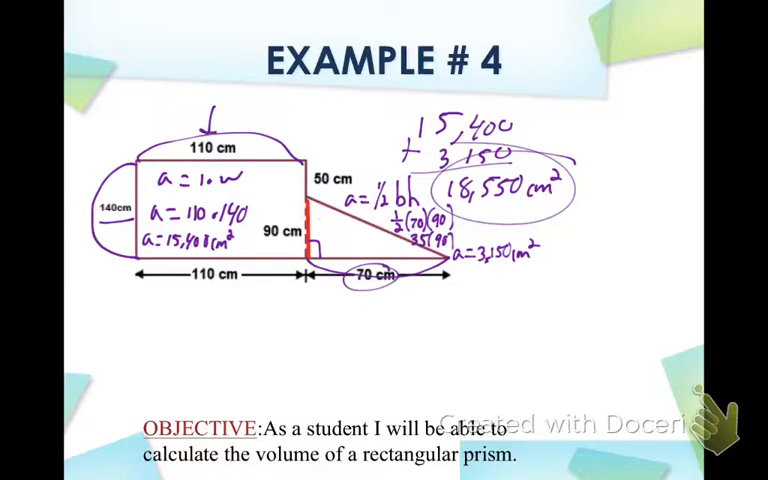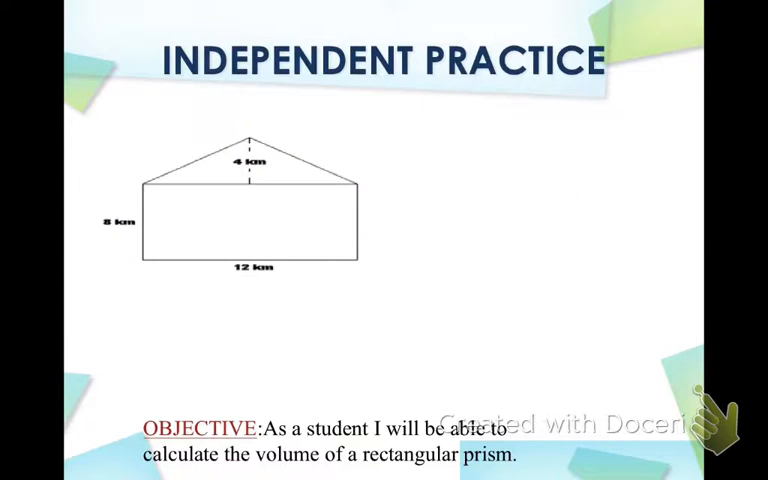Ladies and gentlemen, here's the deal. Okay, we currently have your independent practice. I'm going to go ahead and give you a few seconds, pause the video, try to figure this one out. Just know that it is kilometers, okay? That's a 4, an 8, and a 12. Go ahead, try it. Good luck.